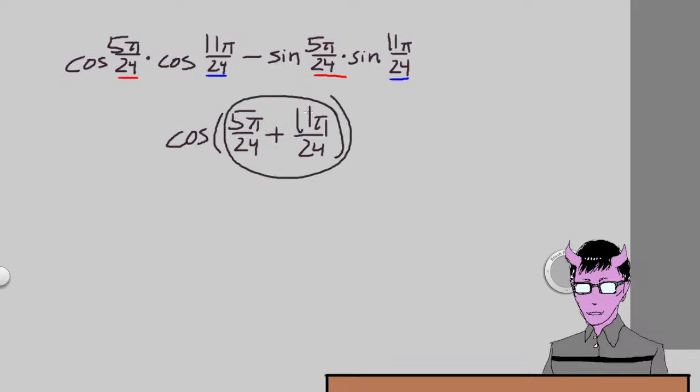And just make sure that the numbers add up to be something that's workable. So 5 plus 11 is 16 pi over 24. Top and bottom divisible by 8. So therefore 2 pi over 3. That's perfect. That's something we are familiar with.